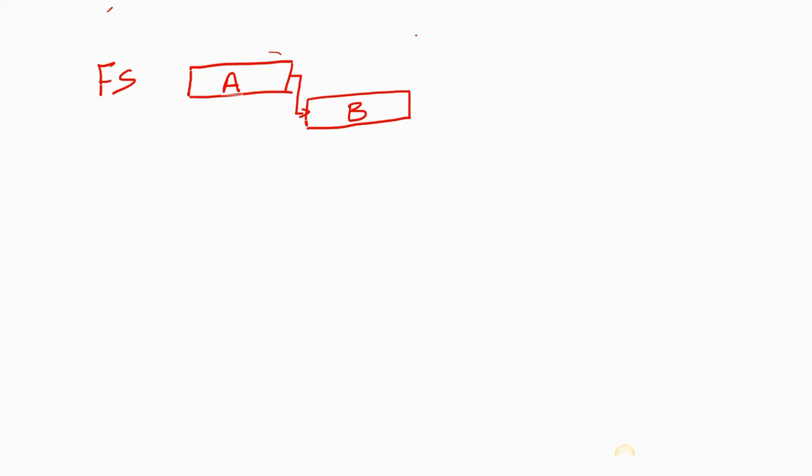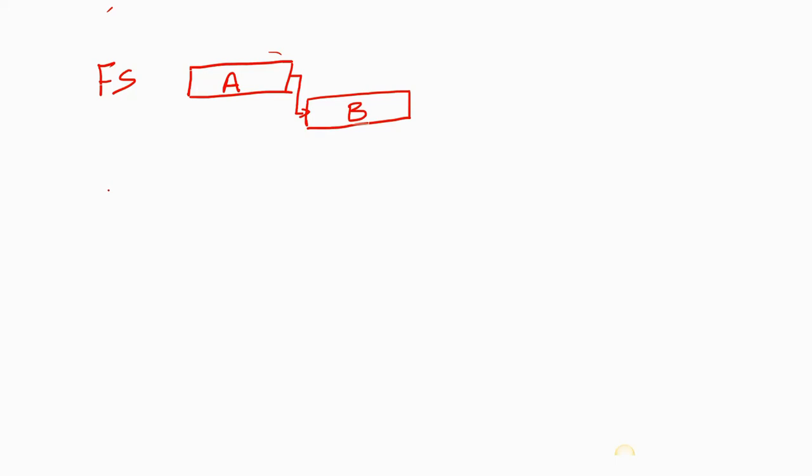This is a vivid example of what a finish to start relationship looks like. If we're looking at the building, which we're using as an example here, we may choose to create a finish to start relationship between clearing and excavating. We have to clear the site first before we do excavating, or foundation and superstructure. We have to do the foundation first before we can do superstructure. That's what we call a finish to start relationship.